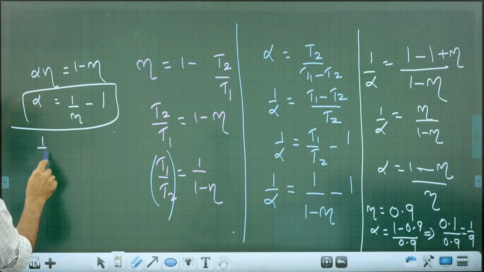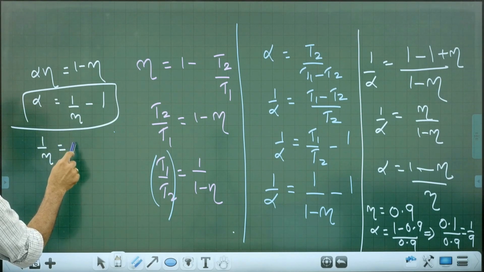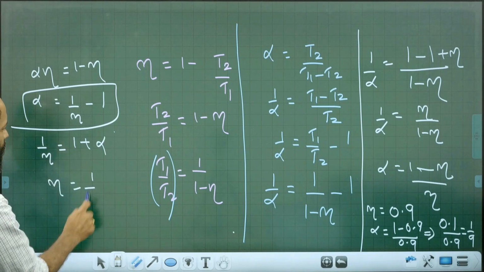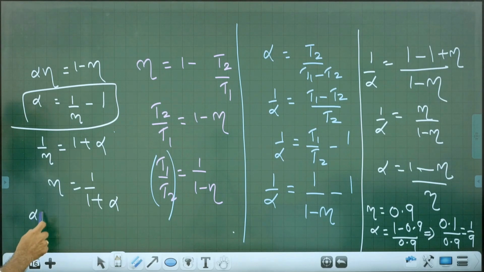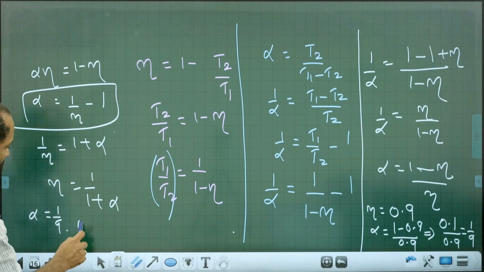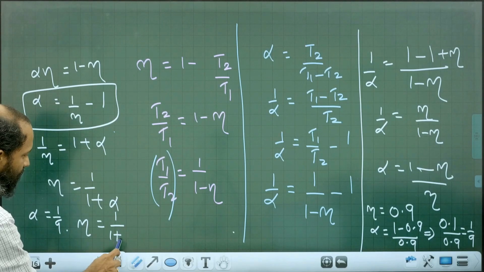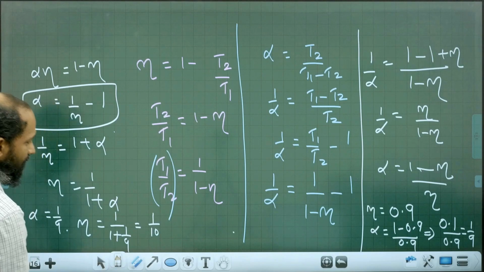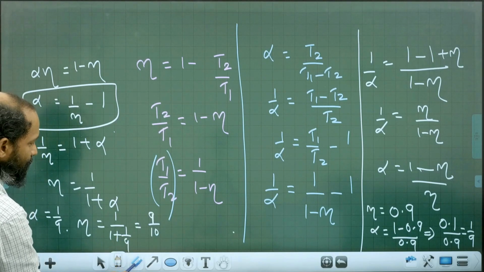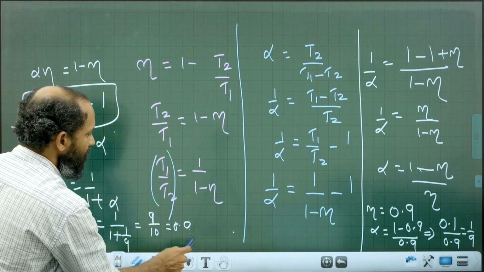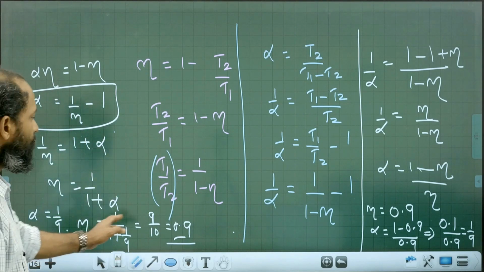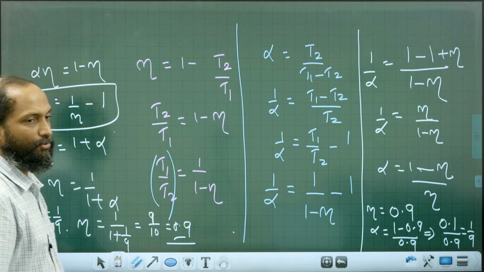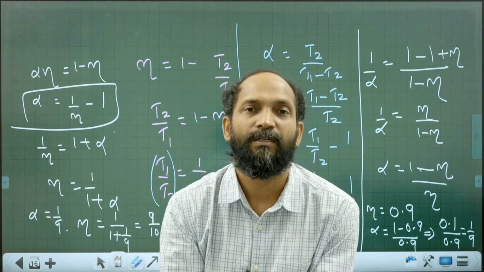That is 1 by eta is equal to 1 plus alpha. So eta equal to 1 by 1 plus alpha. If alpha equal to 1 by 9, eta you can find out: 1 by 1 plus 1 by 9. That is 1 by 10 by 9, that is 9 by 10. That is 0.9. If eta is equal to 0.9, alpha is 1 by 9. You can also compute vice versa. So these relationships are also worth noting.